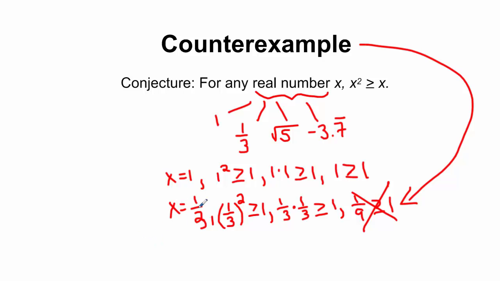When x equals 1/3, this conjecture is false, and this is proving it incorrect. So this is again a counterexample. We found a number, when x is 1/3, such that this statement we made is incorrect. So it's false. Now we know that this is never true, because we found one case where it isn't true. Once you find one case where it doesn't work, this conjecture is no longer valid.